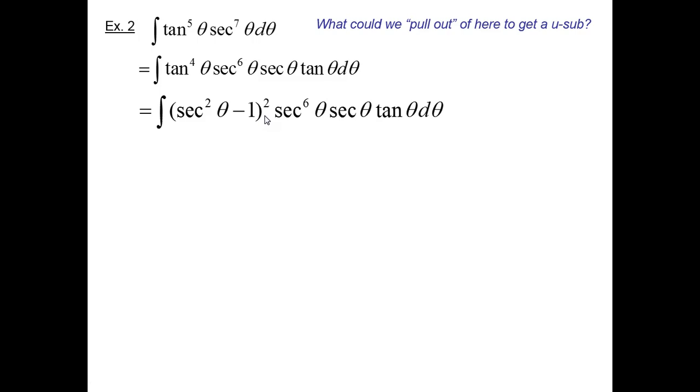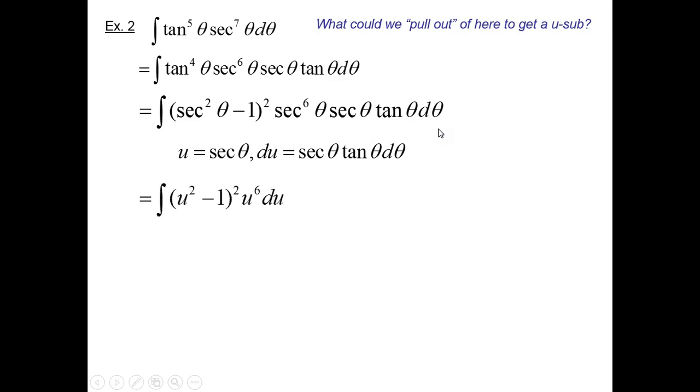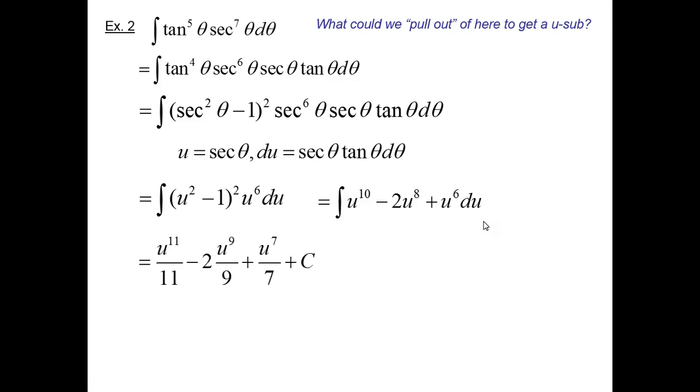So at this point, we can let u equal secant theta, and the du is the secant theta tan theta d theta term that we have at the end. We do a little algebra on this and FOIL this u squared minus 1 out and distribute the u to the 6th. We end up with this expression. Take a minute and make sure you see that. And then just using power rules, my antiderivative becomes this. And of course, remember to replace u with secant theta.